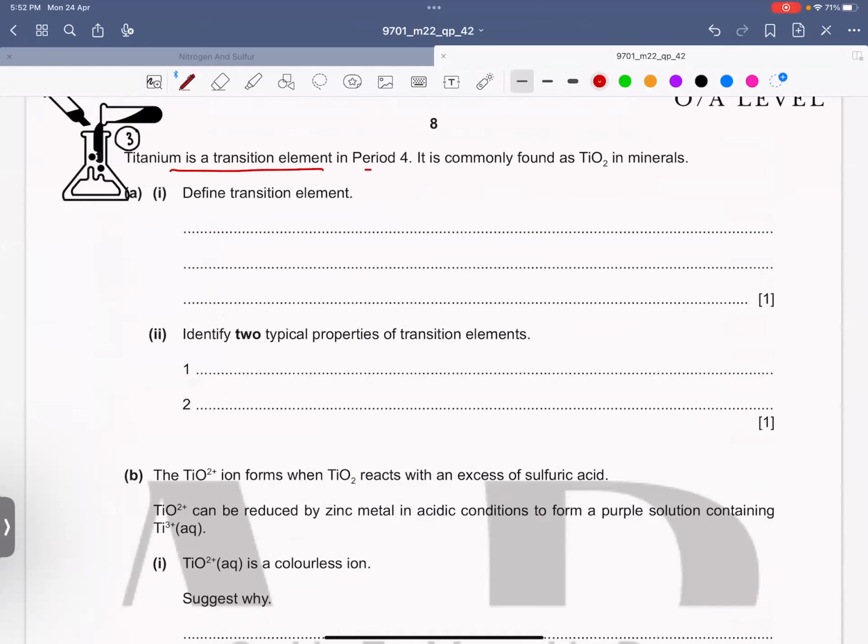Titanium is a transition element in period 4. It is commonly formed as TiO2 in minerals, that is titanium 4 oxide. Define transition element.